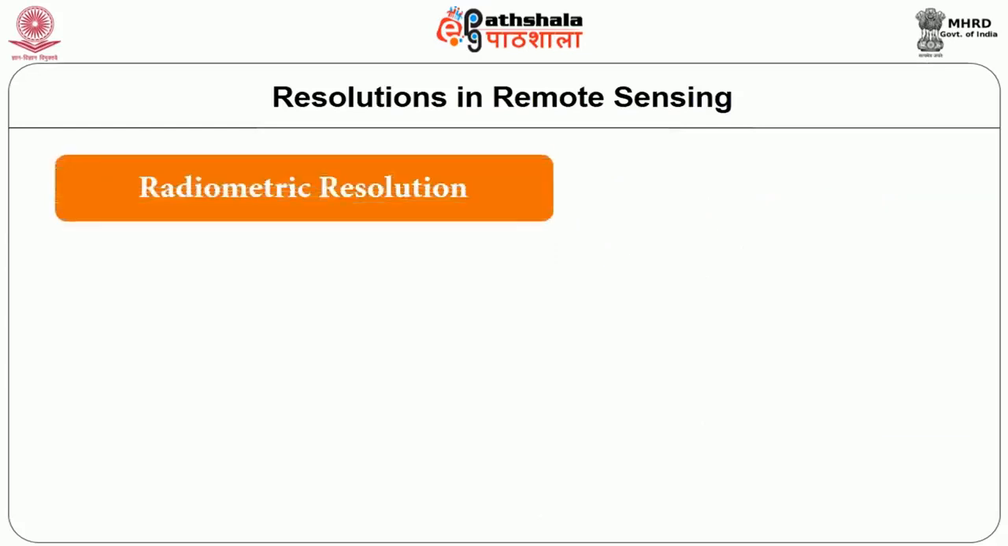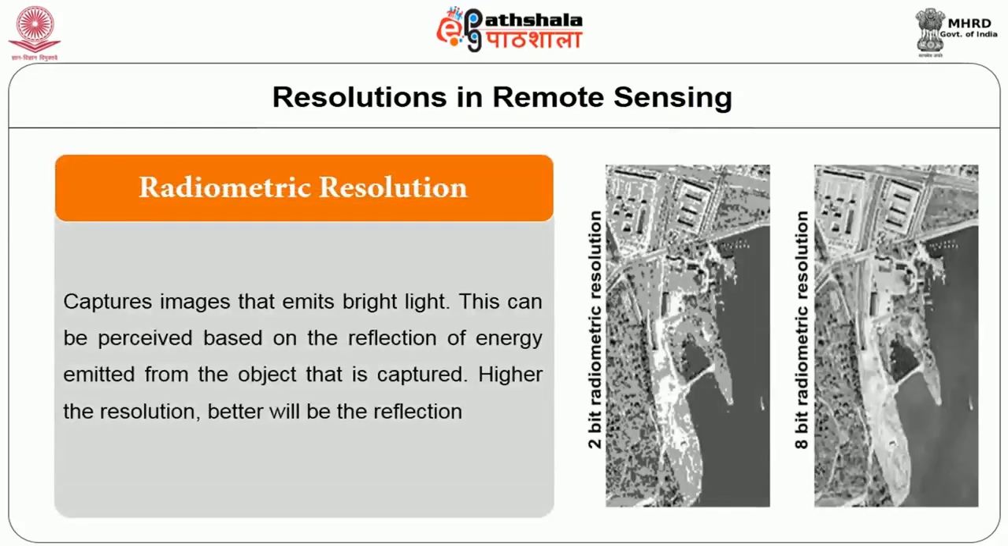Then radiometric resolution. It captures the image that emits bright light. This can be perceived based on the reflection of the energy emitted from the object that is captured. Higher the resolution, better will be the reflection. So these kinds of cameras we use for obtaining the radiometric resolution should have more resolution power. Only then could it emit the radiation and capture a better object.